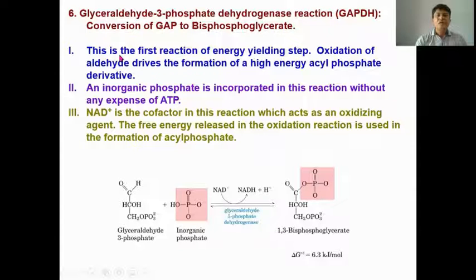This is the first reaction of the energy yielding step. Oxidation of aldehyde drives the formation of a high energy acyl phosphate derivative. An inorganic phosphate is incorporated in this reaction without any expense of ATP. NAD plus is the cofactor in this reaction, which acts as an oxidizing agent. The free energy released in the oxidation reaction is used in the formation of acyl phosphate. So here glyceraldehyde 3-phosphate is phosphorylated to 1,3-bisphosphoglycerate and the free energy change is 6.3 kilojoules per mole.